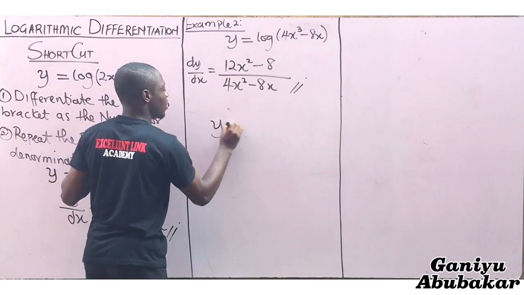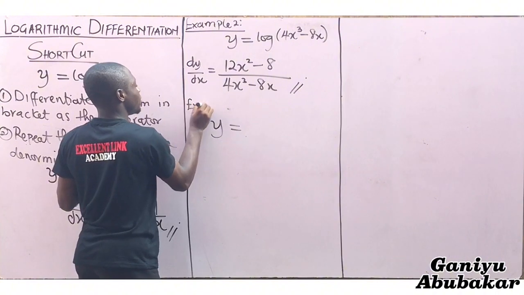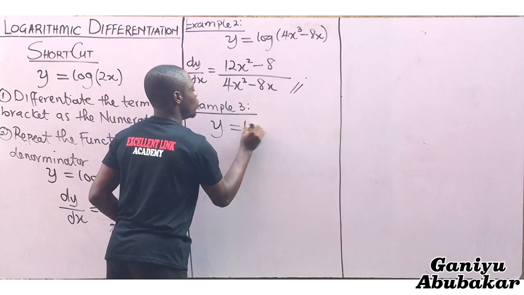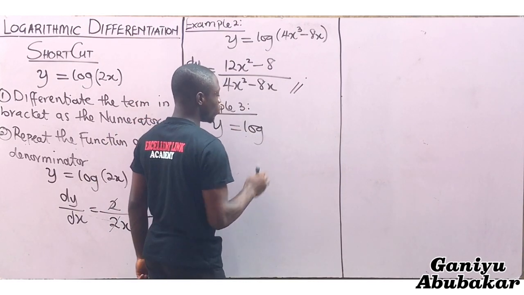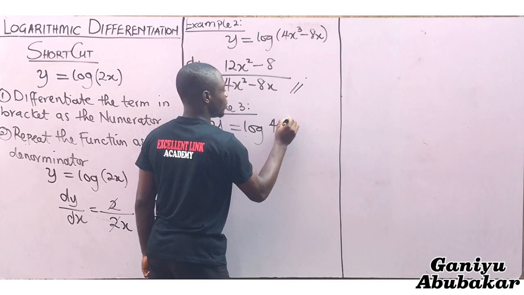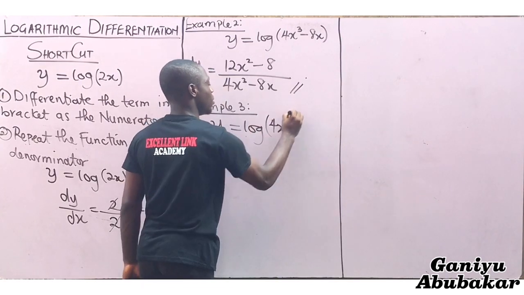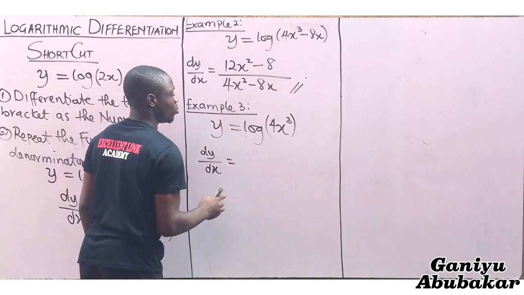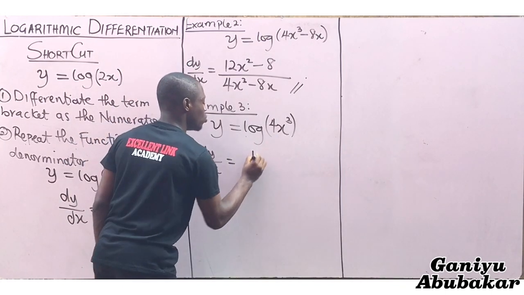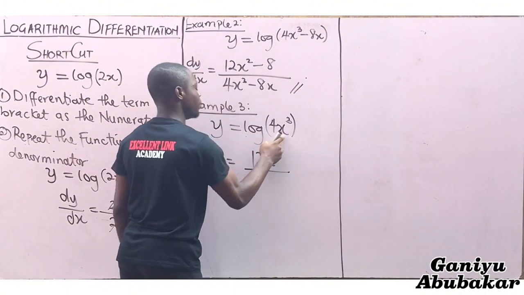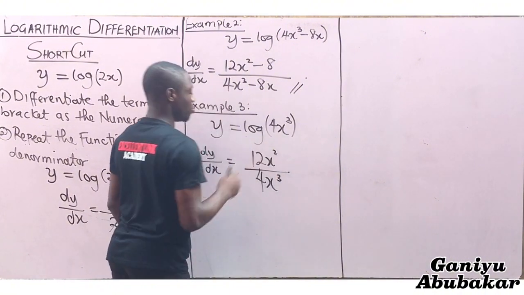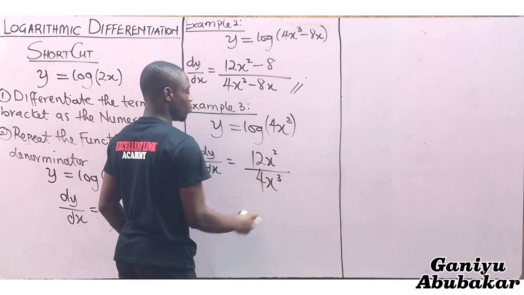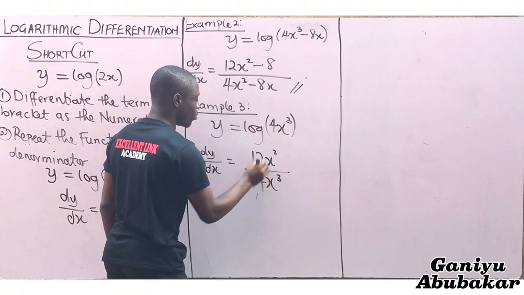Let's say I have that y, example 3, let's say I have that y is equal to log 4x cubed, for instance. So the first task is that dy over dx to this function will be equal to, differentiate the term in brackets. I'll have 12x squared all over, repeat the question, 4x cubed. Differentiate the term in brackets as what? Numerator. Repeat the question here as what? Denominator. Of course, 4 here 1, 4 here 3.